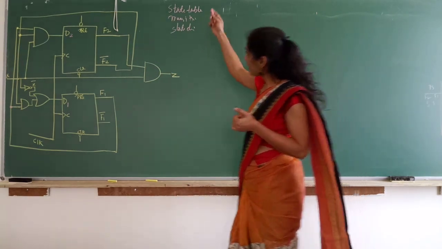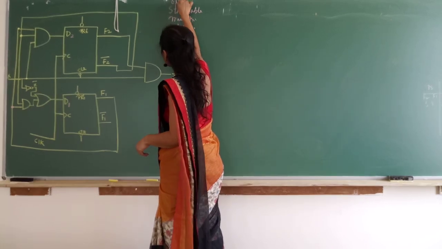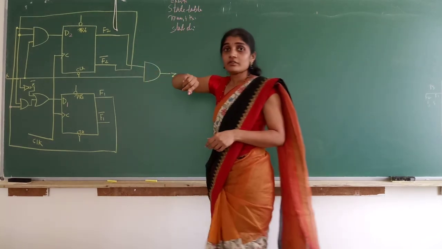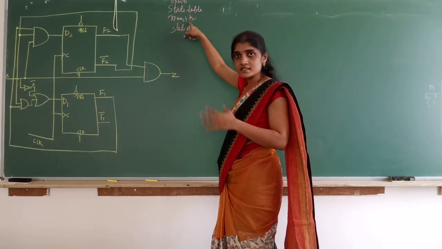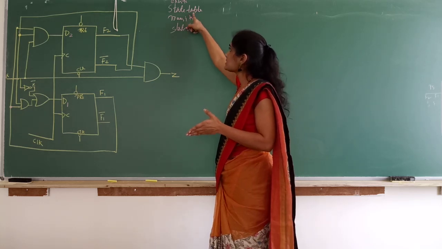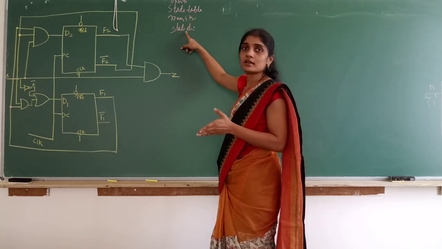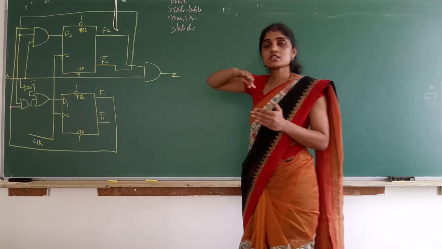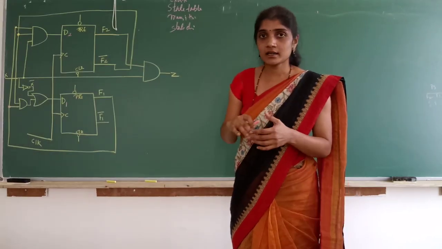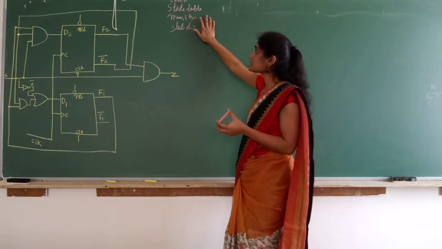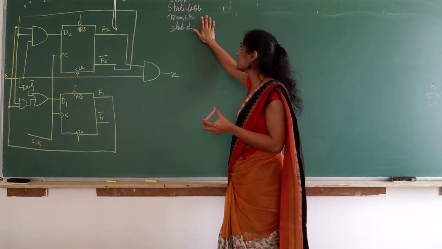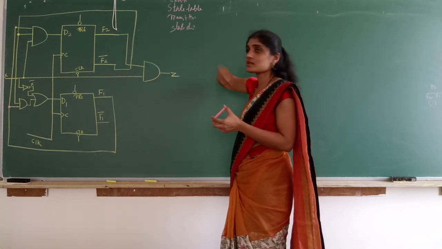For this you can also write the excitation table. From the excitation table we will be writing the transition table. From this transition table, state table, and then the state diagram. Till now, from the excitation table we wrote the state diagram directly, but sometimes in the exam they also ask you to write the transition table, state table, and then the state diagram.